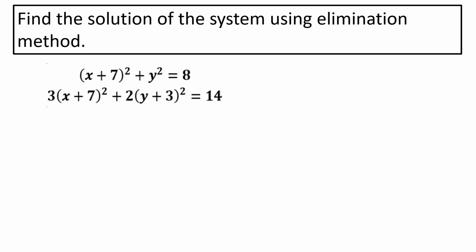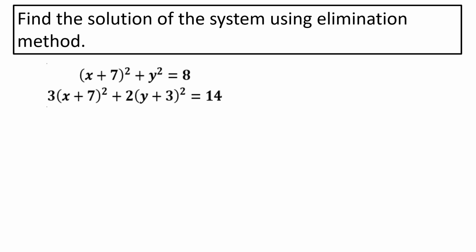Okay, last example. We have to find the solution of the system. x plus 7 squared plus y squared is equal to 8, which is an equation of a circle. And the second is 3 times x plus 7 squared plus 2 times y plus 3 squared is equal to 14. This is an equation of an ellipse. So how do we get their solution? Deciding which variable is to be eliminated, in the given system, the x variable is to be eliminated.